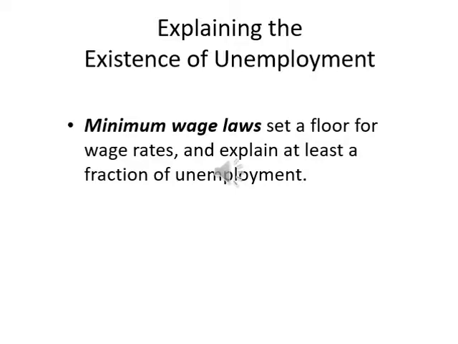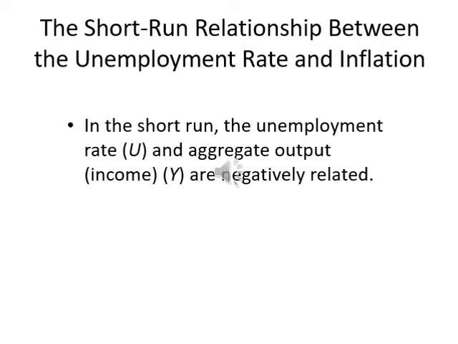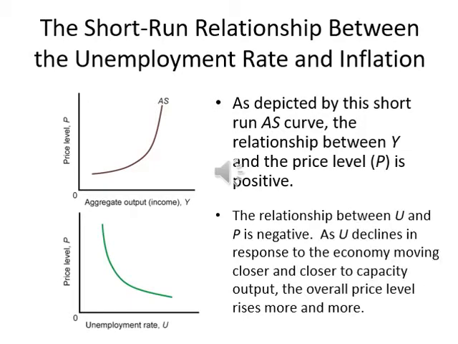The short-run relationship between the unemployment rate and inflation. In the short run, the unemployment rate, U, and aggregate output, income, Y, are negatively related. 1. As depicted by this short-run S-curve, the relationship between Y and the price level, P, is positive.